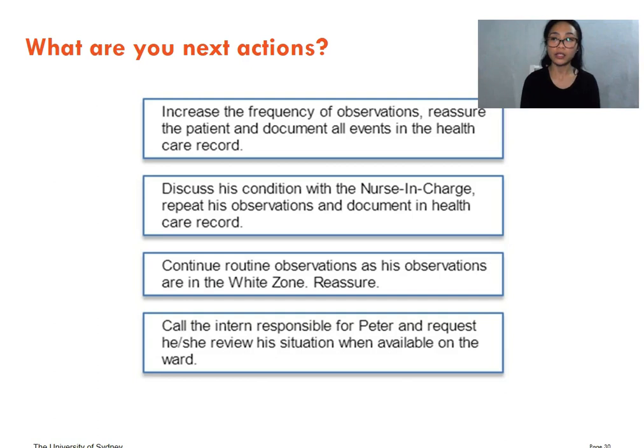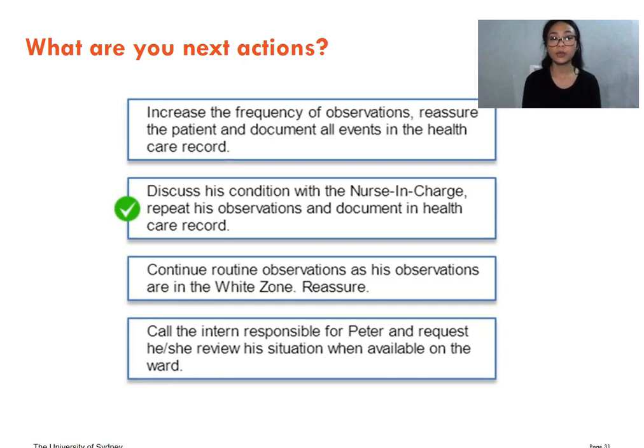You could increase the frequency of observations, reassure the patient, and document all events in the healthcare record. So just increase the frequency of the vital signs and leave it at that. Discuss his condition with the nurse in charge and repeat his OBS and document in the healthcare record. Continue routine OBS as his OBS are in the white zone or between the flags and reassure the patient. Or call the intern responsible for Peter and request that they review his situation when available on the ward.